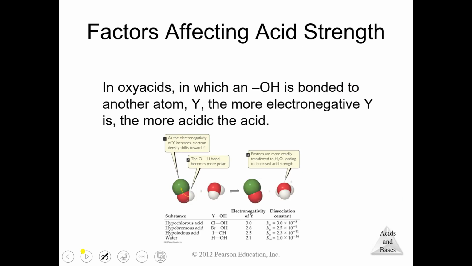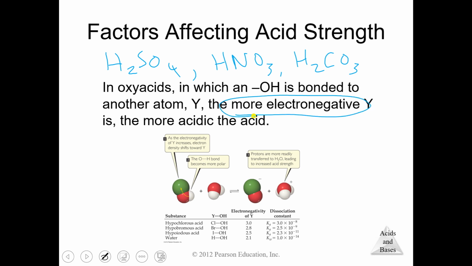So when we talk about oxyacids, remember these are the acids that have polyatomics. For example, H2SO4, HNO3, H2CO3, etc. These oxyacids, where a hydroxide is bonded to another atom Y, the more electronegative Y is, the more acidic the acid. This is a poorly written slide because we're really talking about the conjugate acid here.